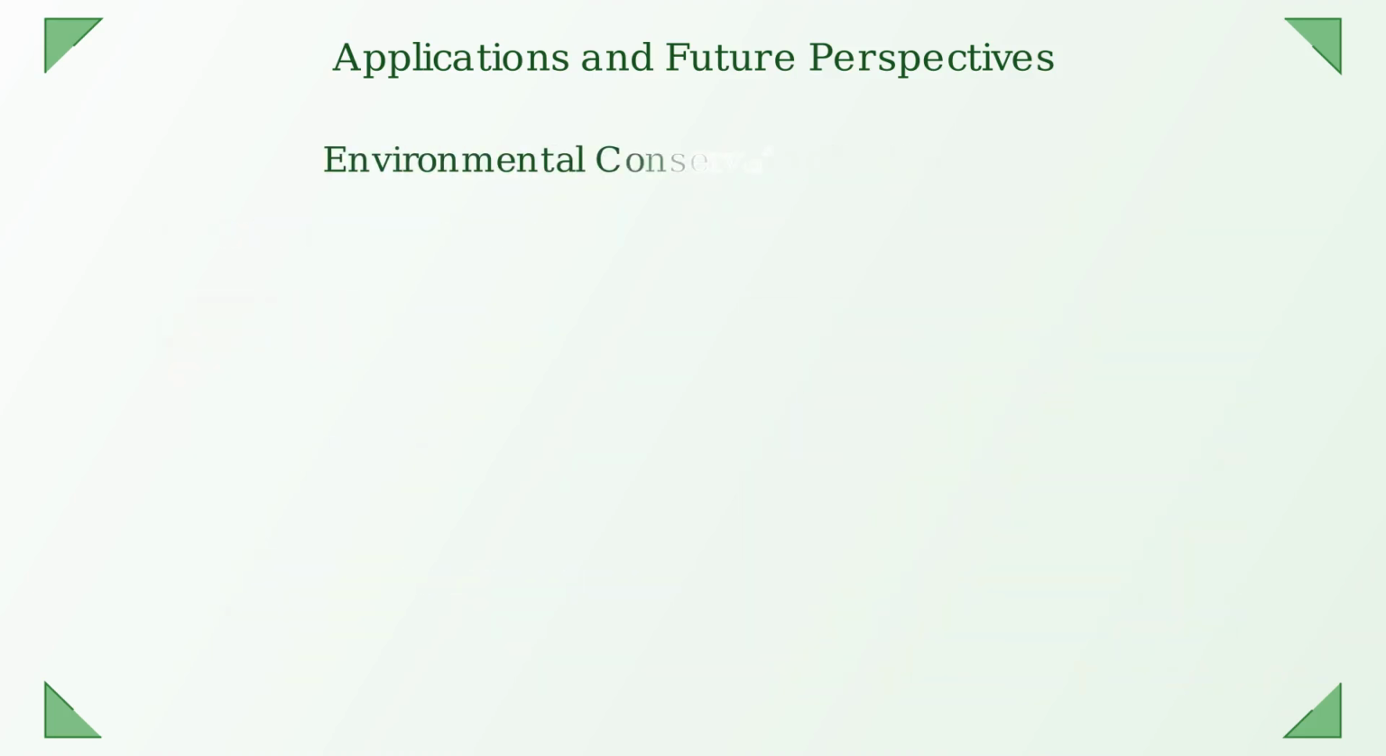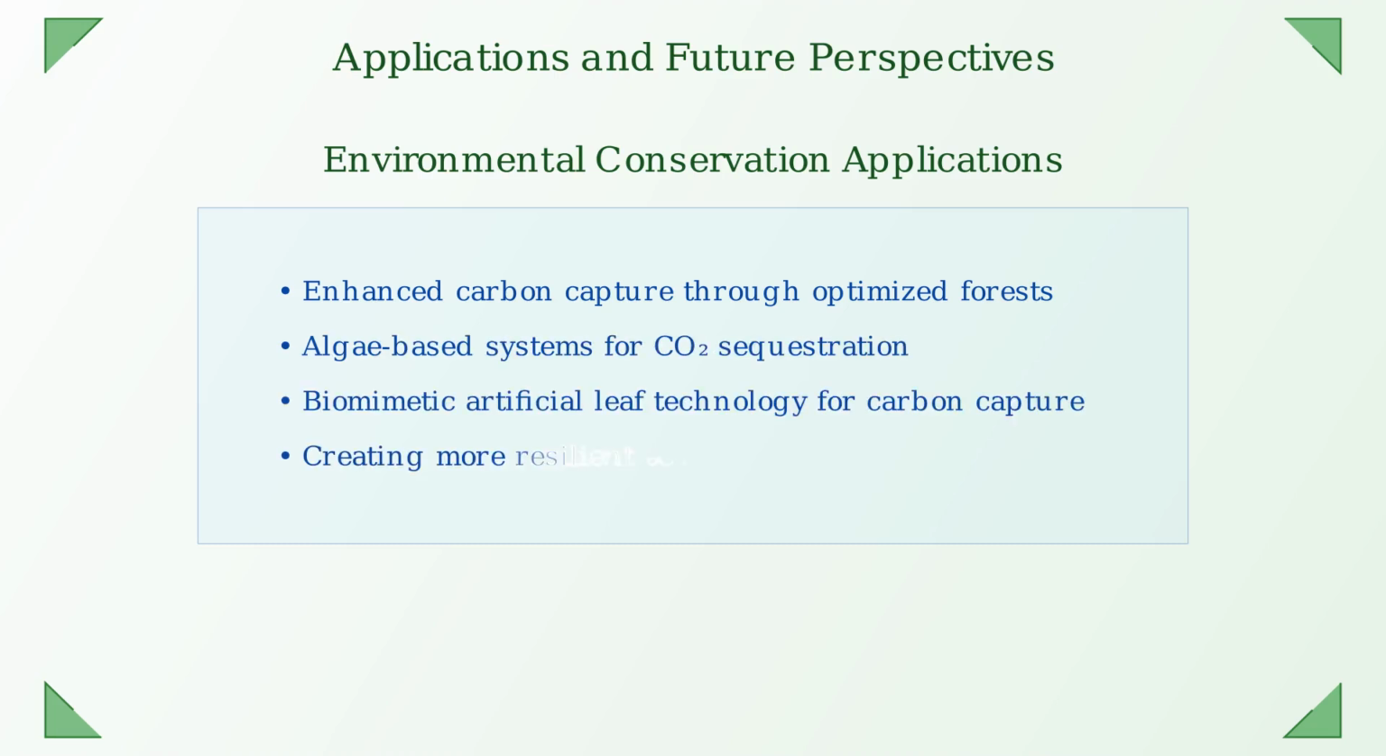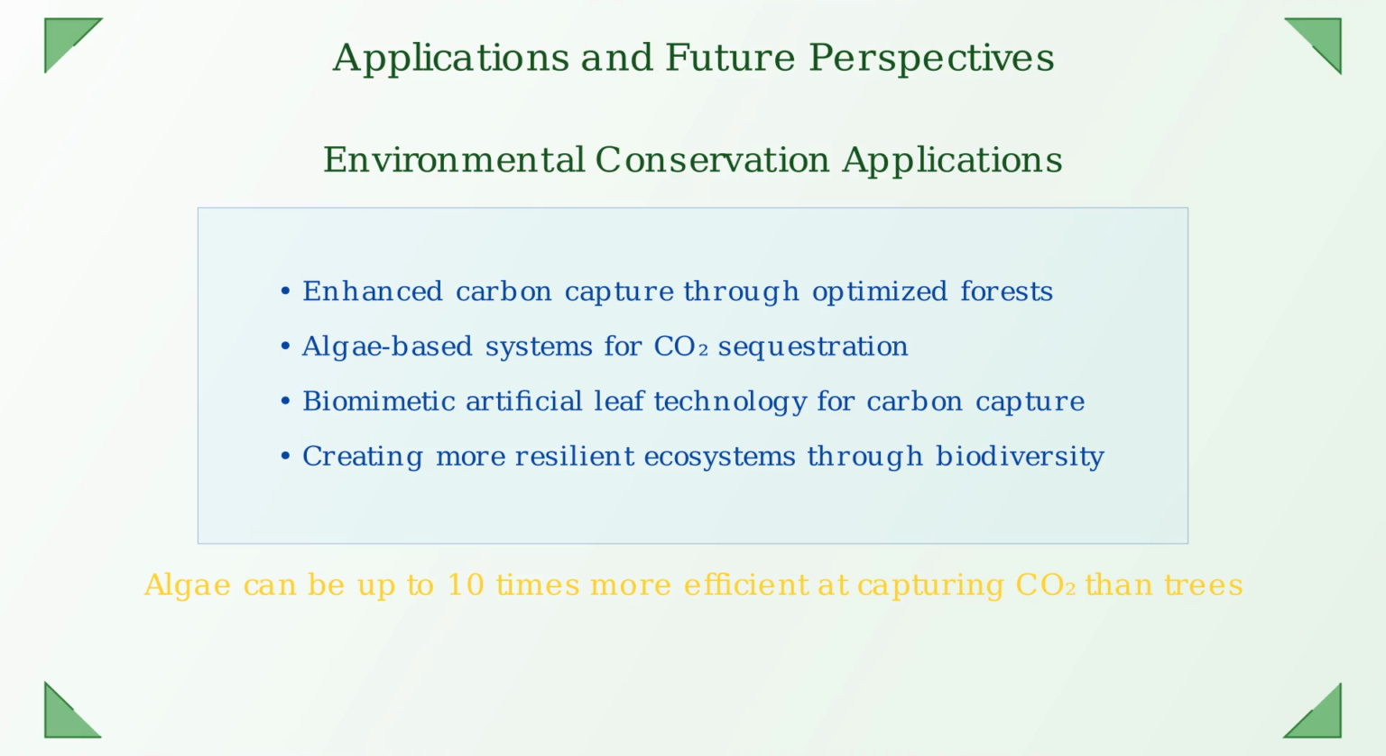For environmental conservation, researchers are developing enhanced carbon capture systems based on photosynthesis principles. These include optimized forests, algae-based systems, and biomimetic artificial leaves designed specifically for CO2 sequestration. Interestingly, algae can be up to 10 times more efficient at capturing carbon dioxide than trees, making them particularly promising for climate change mitigation.